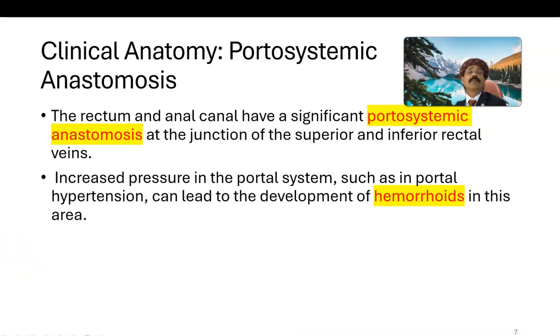Clinical anatomy, portosystemic anastomosis. The rectum and anal canal have a significant portosystemic anastomosis at the junction of the superior and inferior rectal veins. Increased pressure in the portal system, such as portal hypertension caused by cirrhosis of the liver or hepatic cancer, can lead to the development of hemorrhoids in this area.